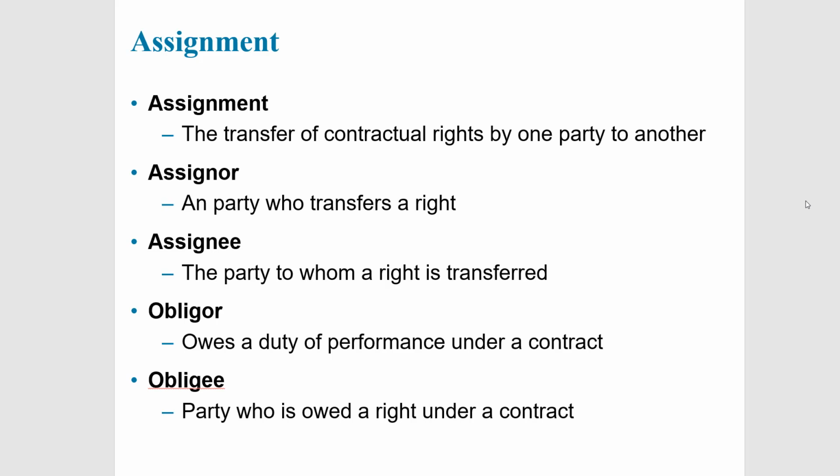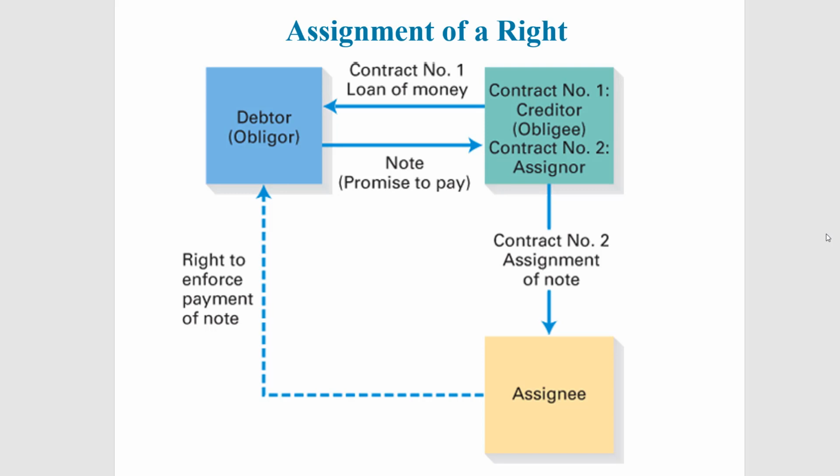So let's illustrate what that would look like. So here we have a contract. The original contract is that there is a creditor who is loaning money to a debtor. The creditor would also be known as the obligee. The debtor would be known as the obligor. The debtor owes an obligation to pay back the loan. They signed a promissory note to pay back the loan in installments. They're going to pay that money back to the creditor, who is the obligee. Now that's the original contract.